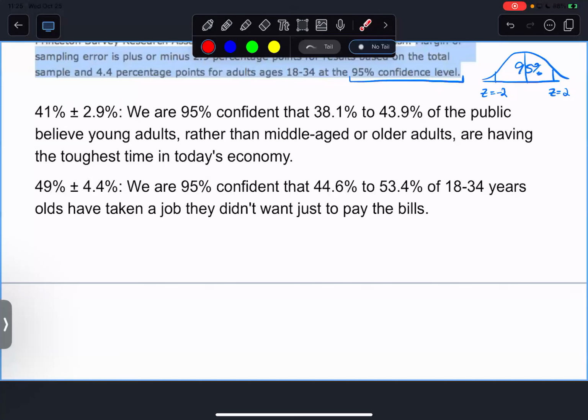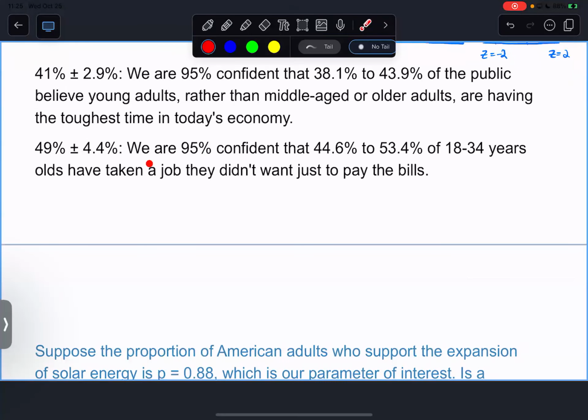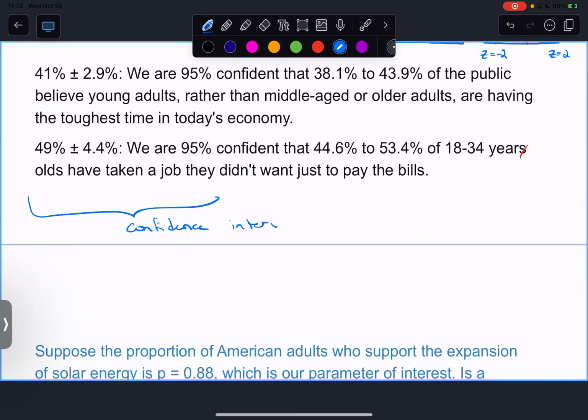And then same thing. Here we're 95% confident that 44.6 to 53.4% of 18 to 34-year-olds have taken a job they didn't want just to pay the bills. These are going to be called confidence intervals once we introduce them officially.